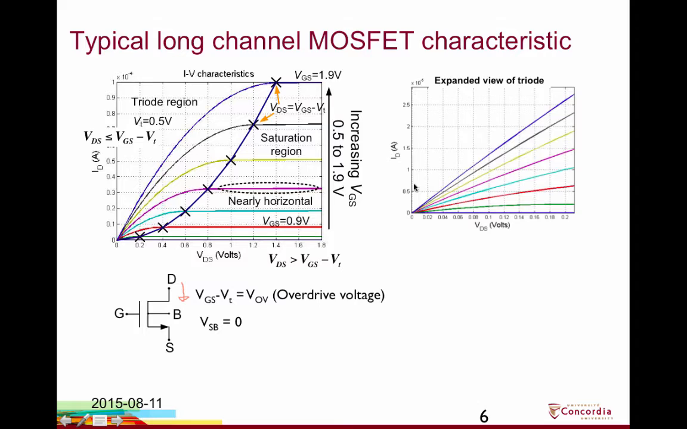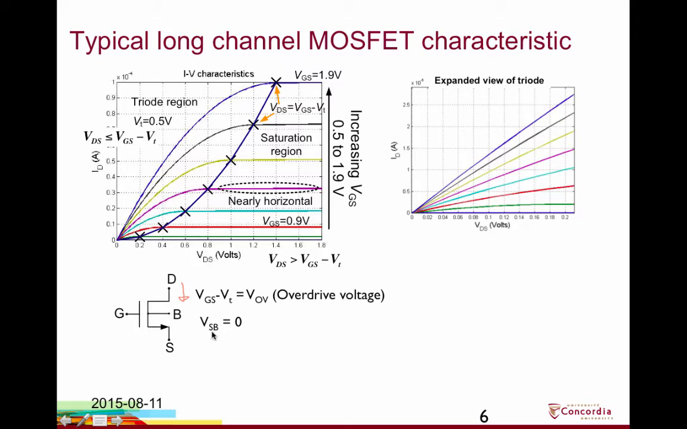Looking more closely at the triode region, we've got the drain current plotted against drain source voltage for fairly small values of drain source voltage. We're down in this region here. In this case, these curves are almost straight lines, almost a linear relationship between current, the current flowing here, and the voltage from here to here. And we'll say more about that on a subsequent slide.